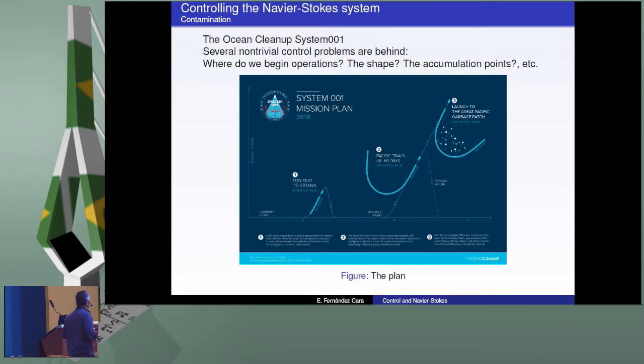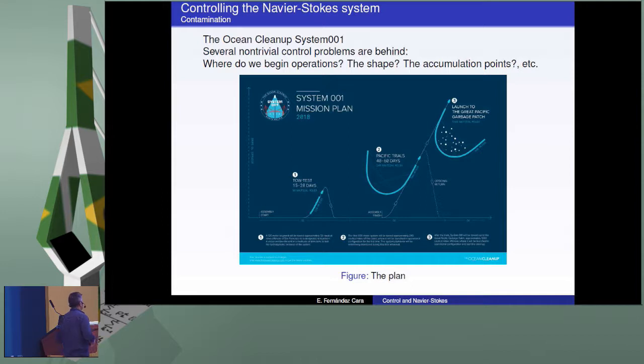This is the mission plan of the Ocean Cleanup. As you see, the idea is to surround the trash, first to control the motion of the contaminated particles, and then to pick them up and take them to another place. Many questions related to the behavior of this ocean cleanup are, in fact, control questions. Where do we begin the operations? Which is the shape that the ocean cleanup has to take in order to do all this in an optimized way? Which have to be the accumulation points, the strategic points where we push the trash, etc.